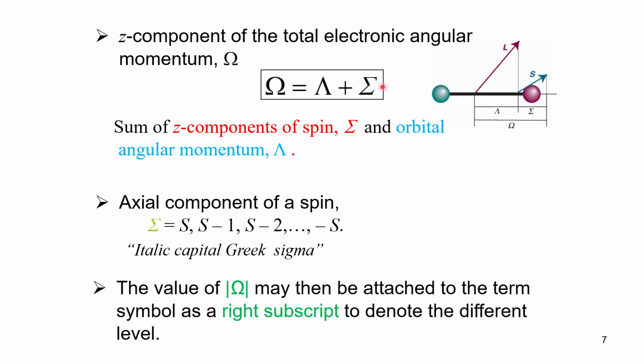So do not confuse this sigma with the state symbol, which is the capital letter sigma for the orbital angular momentum quantum number along the z-axis for the molecular orbital. The absolute value for this total electronic angular momentum with reference to the z component, which is omega, is attached to the molecular term symbols as a right subscript to distinguish between the different energy levels.